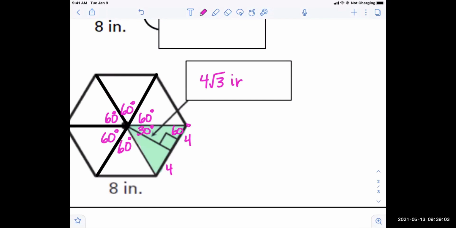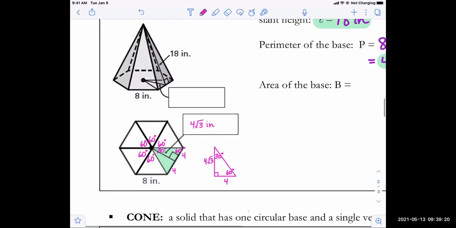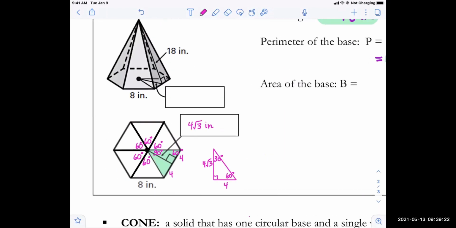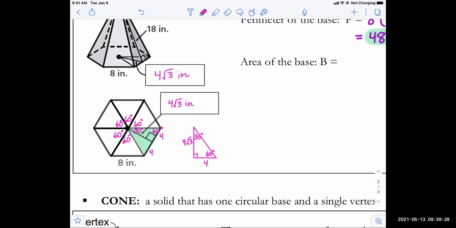inches. So our right triangle, if you need to see it this way, this is our 30-60-90. We've got 4 here. That'd be 4 root 3 there. So that's the short leg to the long leg. Okay, that's called the apothem. It doesn't really matter if you know that term, but that's called the apothem of the hexagon.